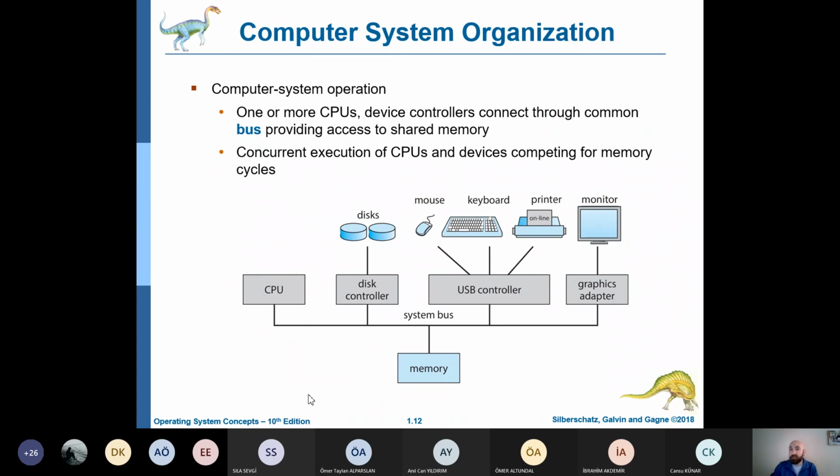I have a general scheme here. As you know, a modern general-purpose computer system consists of one or more CPUs and a number of device controllers connected through a common bus that provides access between components and shared memory. This concurrent execution of CPUs and devices competing for memory cycles, because as you can see, we have CPU, we have different device controllers. In this example, we have USB controller, graphics adapter, and they're connected via the system bus, and they're all using the same shared memory.